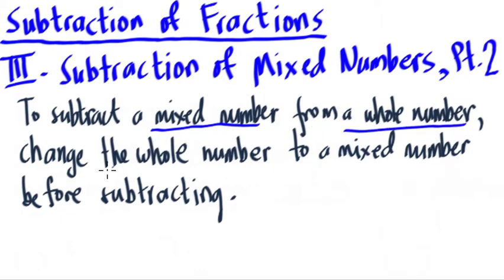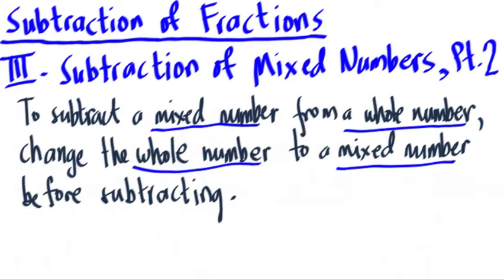So how do we do this? We first change the whole number into a mixed number, and then we subtract. It's kind of like we're borrowing a unit from the whole number. We borrow one there to convert that one into the fraction we want, and then we proceed to the subtraction rules of the previous video on the subtraction of mixed numbers, part 1.